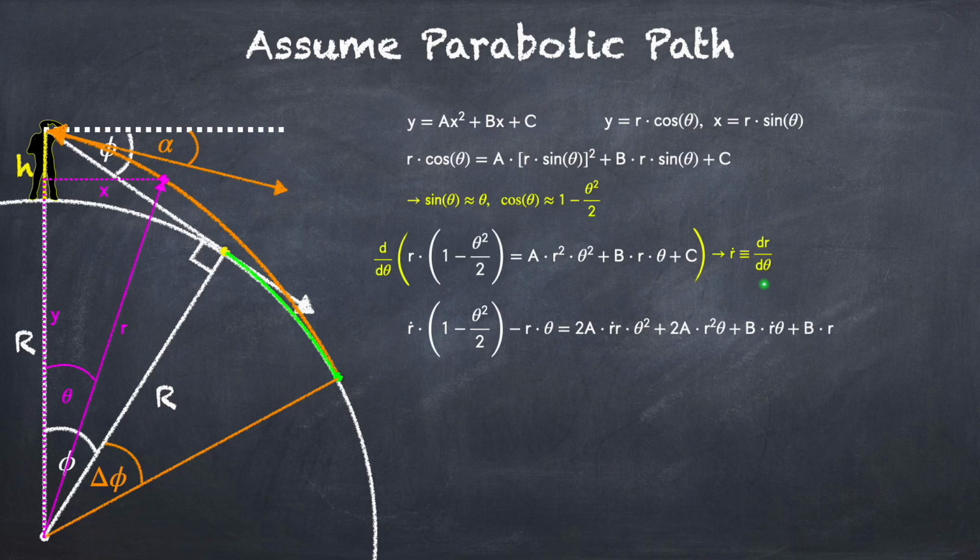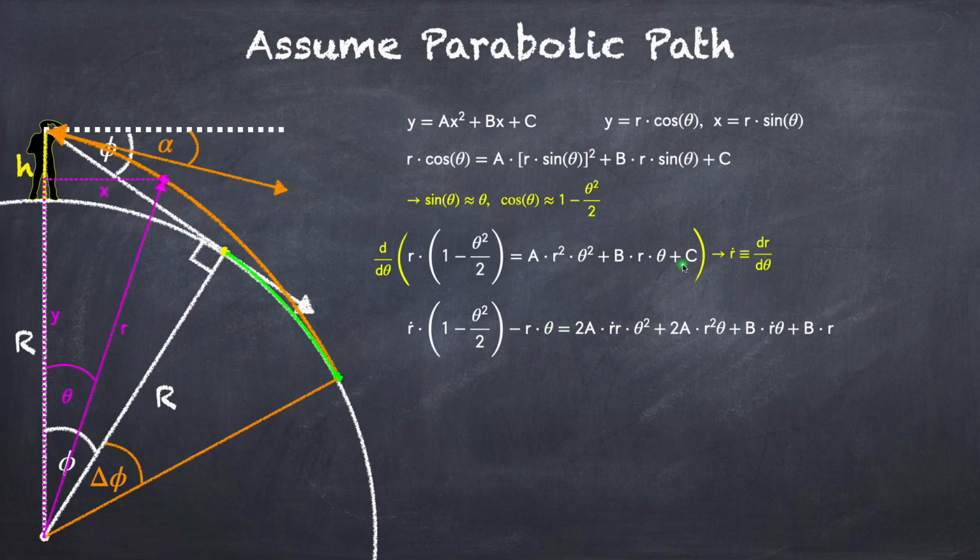Just to quickly overview how I got this, on this left-hand side, we have an r times some other factor, which depends on theta. So we have to use product rule for derivatives, which says that we take the derivative of r by holding this factor constant. Remember that the derivative of r is r dot. And then we hold r constant and take the derivative of this factor. Well, 1 is a constant, so its derivative is 0. And the derivative of negative theta squared over 2 is negative theta. So here we have times negative theta.